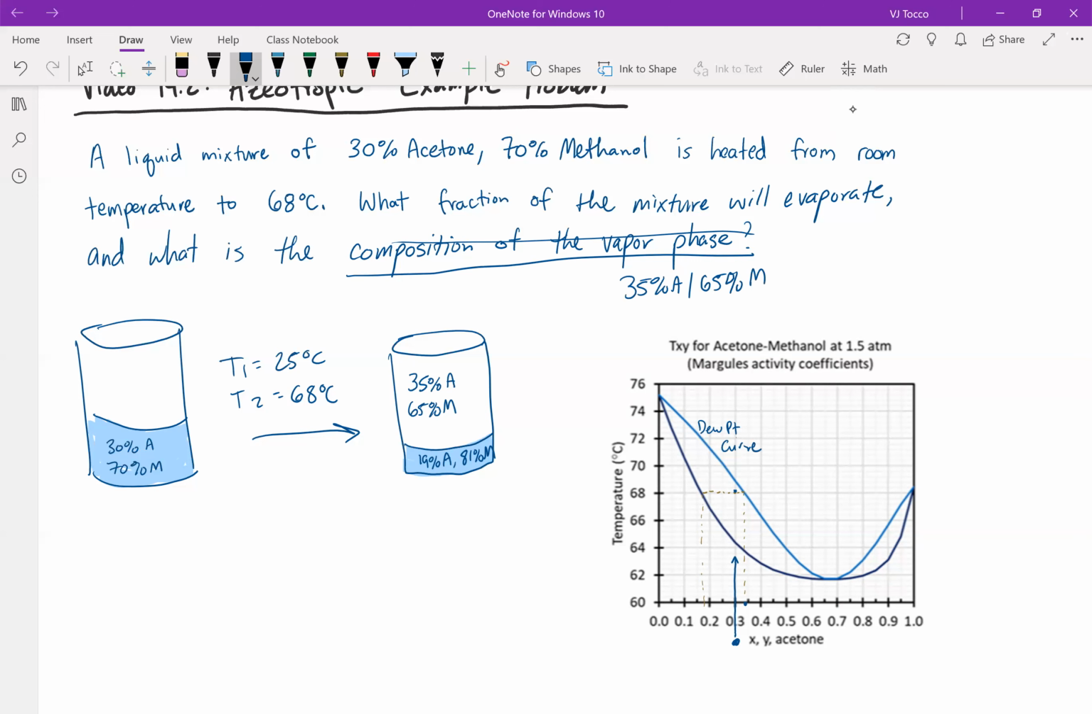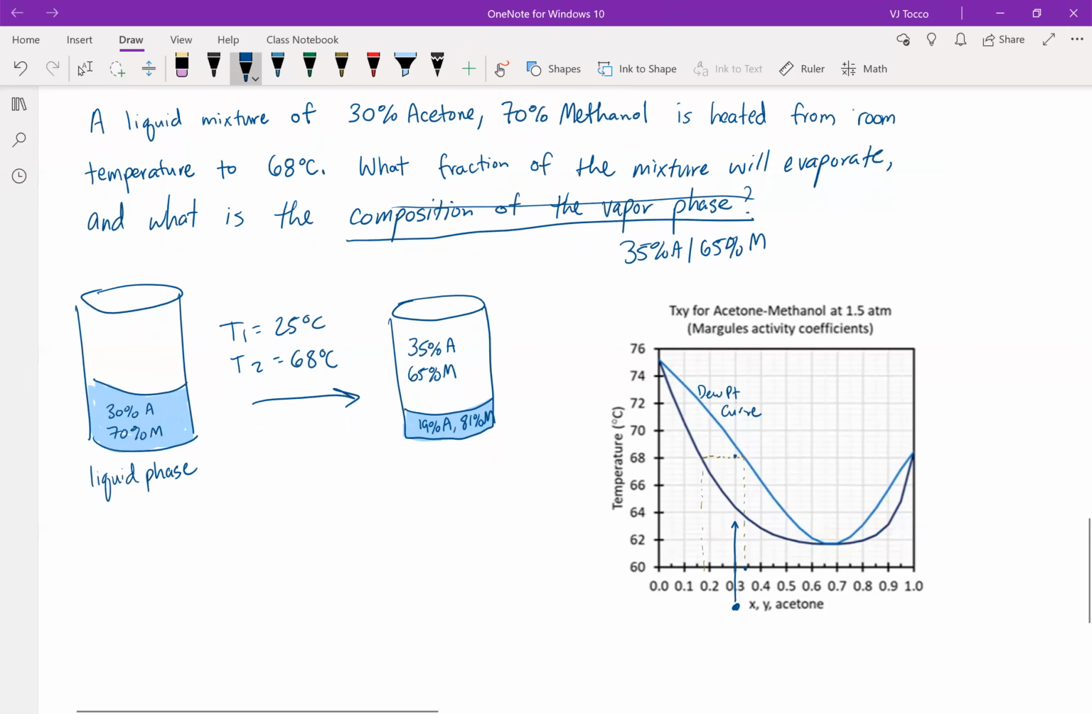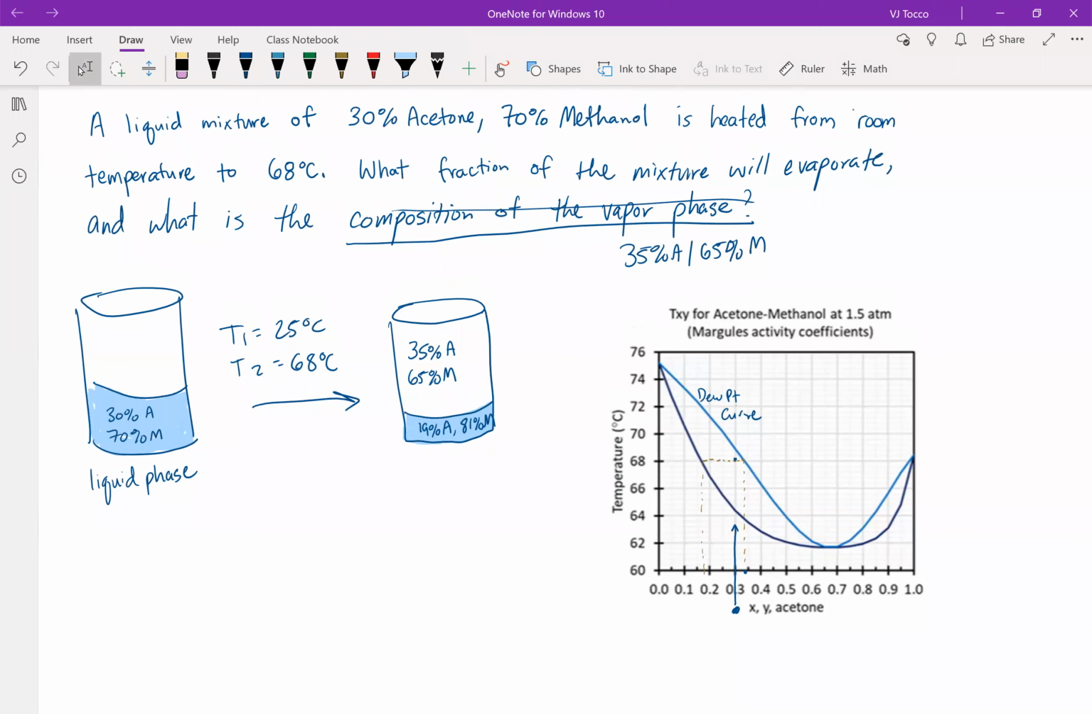Now, how do you figure out what fraction of the mixture will evaporate? That's a slightly different problem. So my liquid phase is 100% at the first time point, and there's going to be a fraction in the liquid phase and a fraction in the vapor phase afterwards. I can do that two different ways. One way is just the material balance way. So, material balance method.